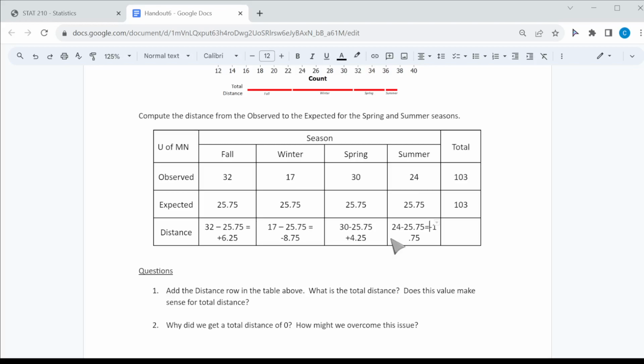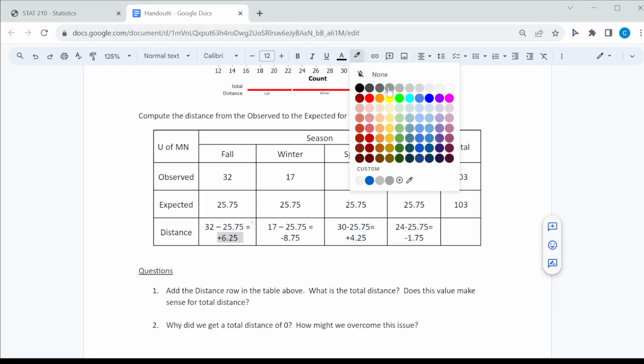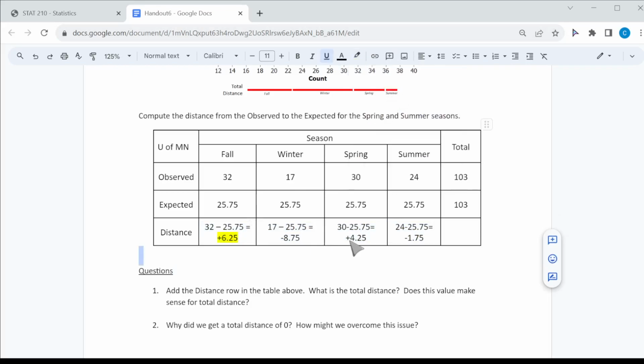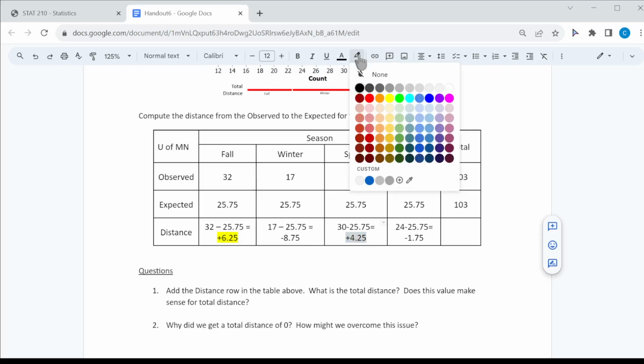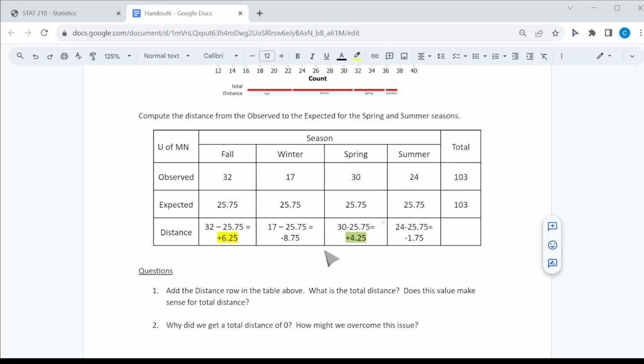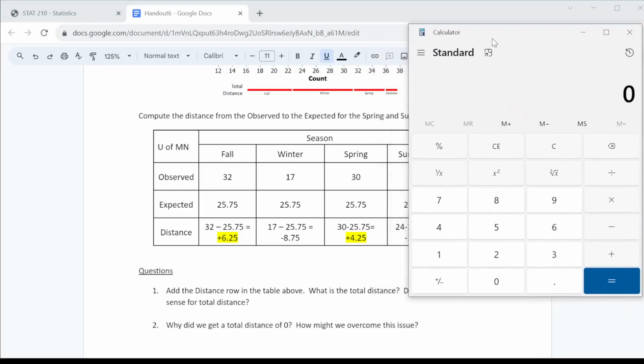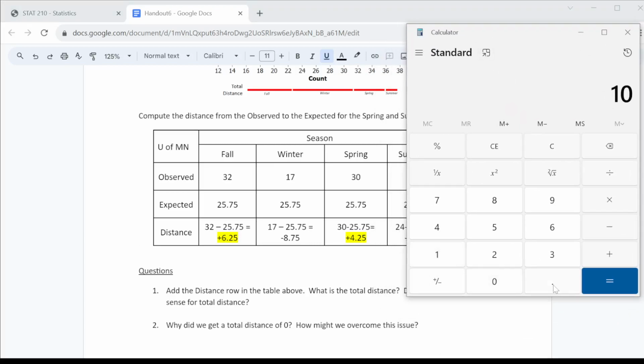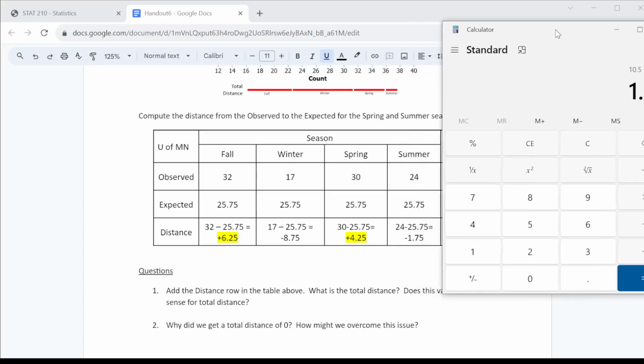Okay, get all that lined up for you. Need an equal sign here, there we go. And now all I need to do is just add these up. So if I take the positives here, let's take 6.25 and 4.25, that's going to add up to 10.5. And then I need to subtract, so I got 10.5, and then I need to subtract 8.75, and then I need to subtract 1.75 for that category.